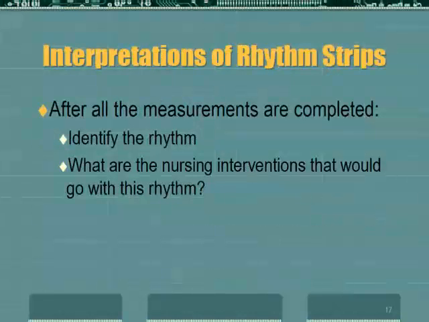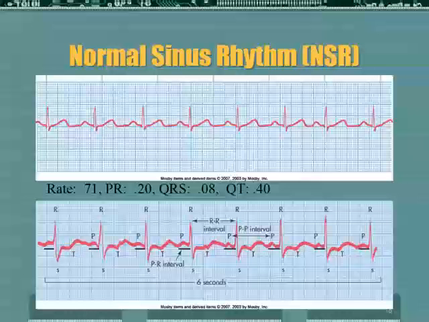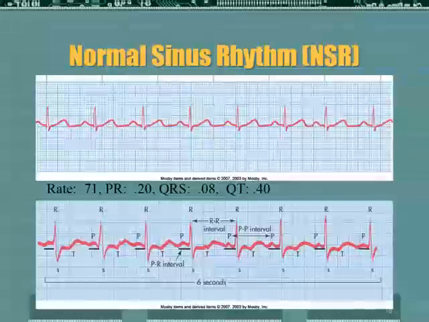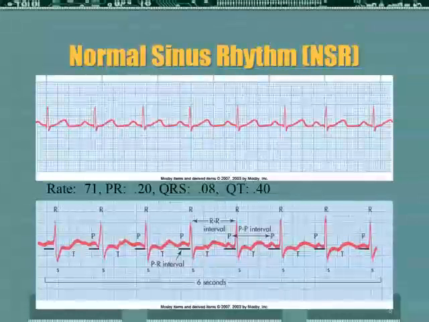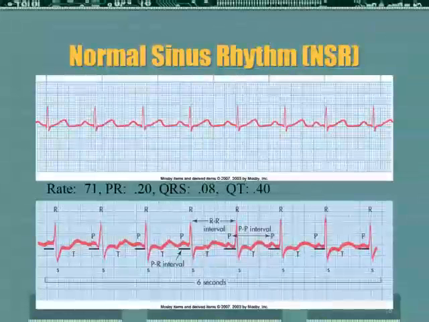After all of these measurements have been completed, then it's time to identify what the actual rhythm is that the patient has, and then what nursing interventions would go with it if it turns out that the patient does indeed have an abnormal rhythm. And that's where the rest of the lecture will go. What we're going to do now is go through rhythm strips, and we're going to look at what are normals, what are abnormals, what would be causes, and what would be interventions for some of these different abnormal rhythm strips. So hopefully by now in clinical you've been able to pull off some rhythm strips from your patients and been able to interpret them with the help of your clinical instructor.